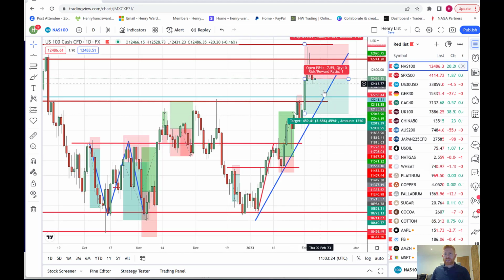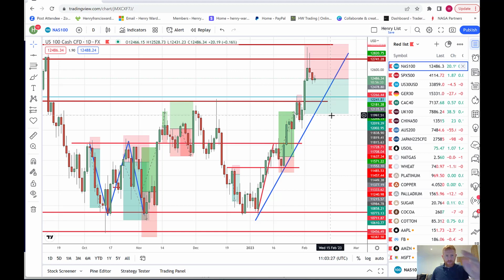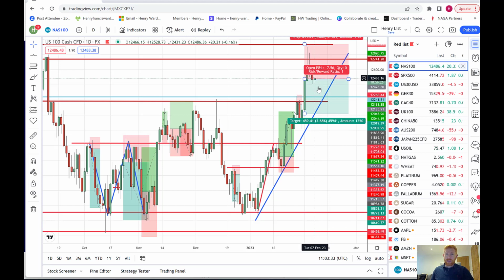So do I expect this to come down and hit profit? Probably not. Probably not. I think there's probably more upside in this, and I probably expect a little bit of upside from here.